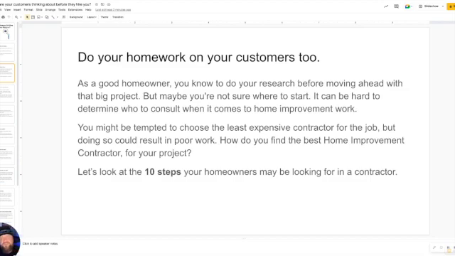So if your customers are doing their homework on you, you should be doing your homework on your customers too. As a good homeowner, you know to do your research before moving ahead with that project, big or small. Even nowadays, when I hire a plumber, I want to make sure that I'm hiring a good plumber because I don't want that particular issue to keep coming back, right? So it can be hard to determine, when it comes down to just picking an ad out there.